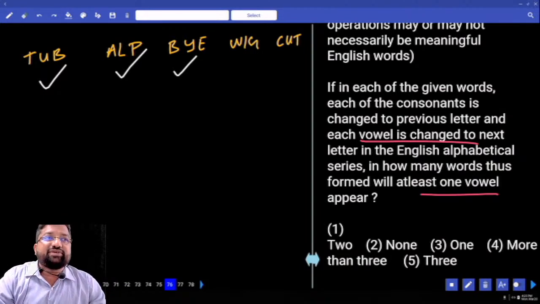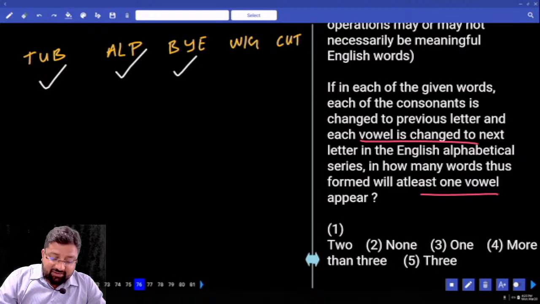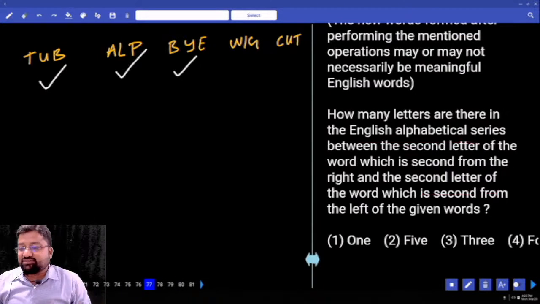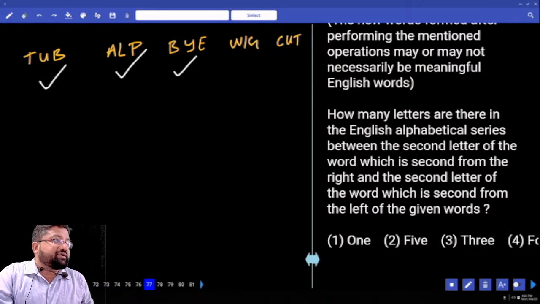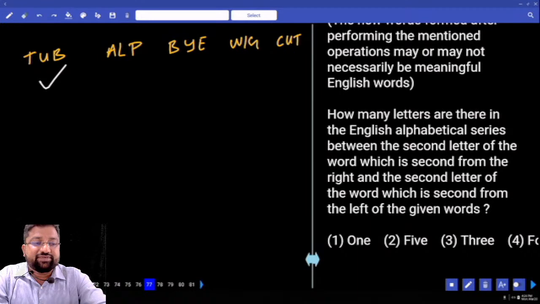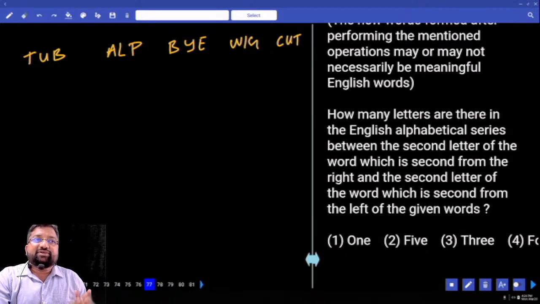Before W, V. Before G, F. Before C, B. Before T, yes. How many? 3. This also you're supposed to answer without using pen and paper, only on the basis of observation. This is where you save your time. The time saved here can be invested for English or for quant. That is what I say.